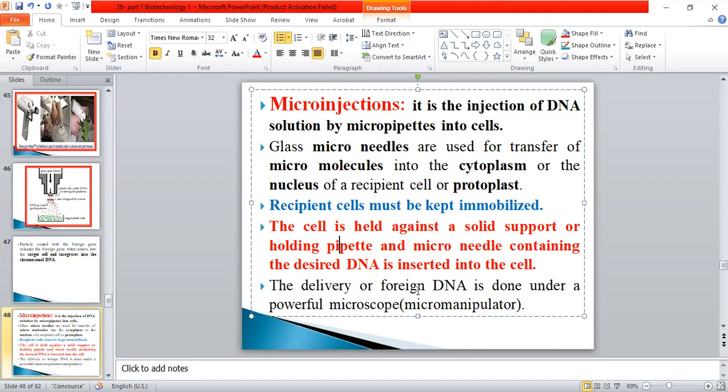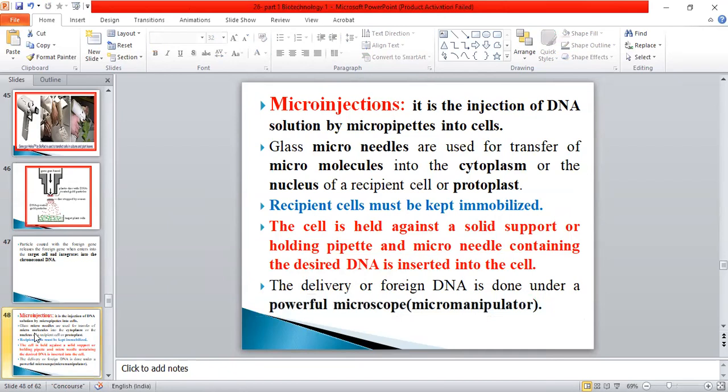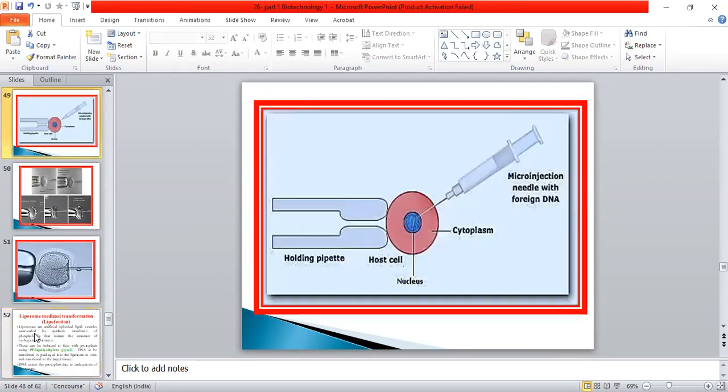The delivery of foreign DNA is done under a powerful microscope called a micromanipulator. We cannot see with the naked eye. We are using the powerful microscope only. Generally, whether the molecules reached or not, we can easily identify it. See that one? So this is the holding pipette. Here the held cell is there. Okay. This is the cytoplasm. This is the center, the nucleus.